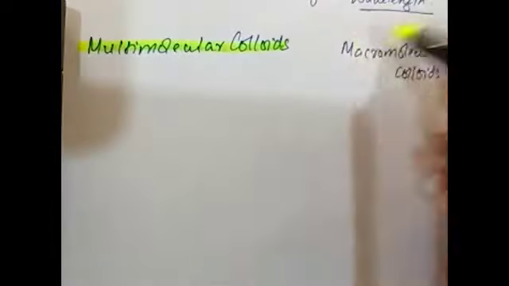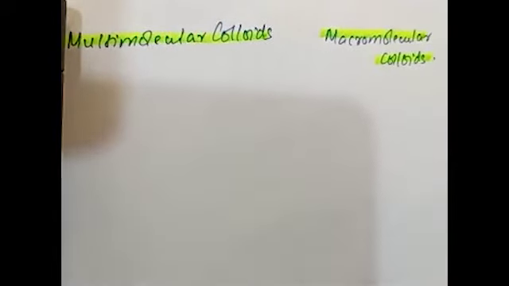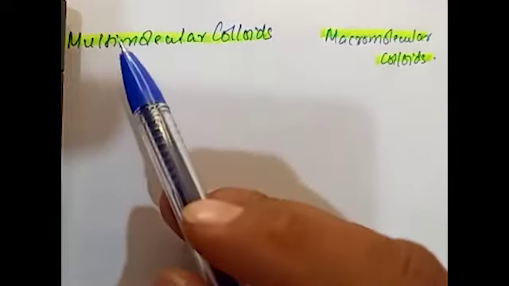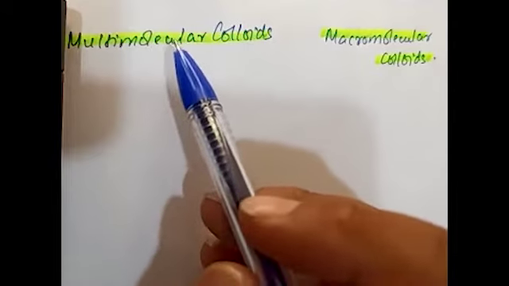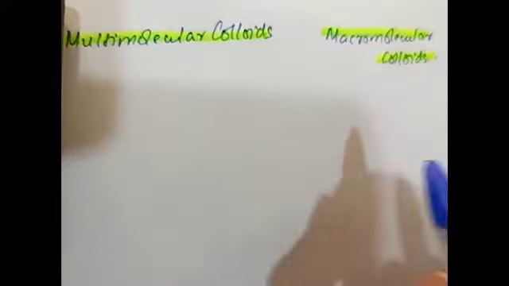There are multimolecular colloids and macromolecular colloids. There are two types of colloids. So we'll write them one by one. Multimolecular: from the name only you can understand that a lot of molecules are involved in making the colloid. So there is aggregation. Are you getting the point?